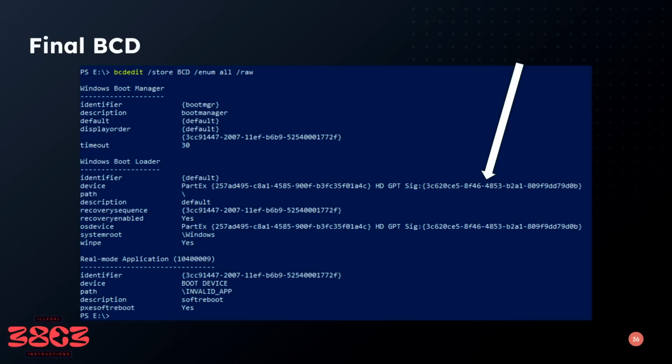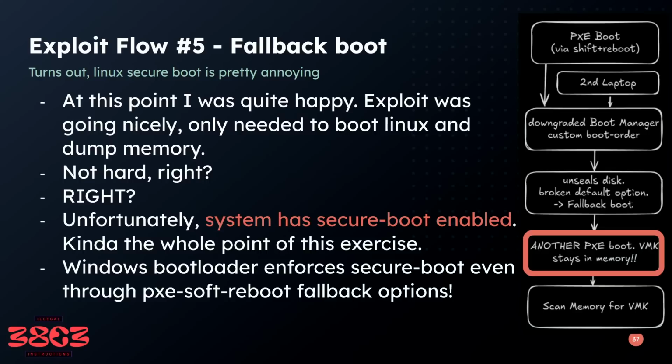The arrow here again, there's this hidden option called /raw. This hides the drive letters and actually puts what's in there. So we can see here the HDGPT. This is the signature of the disk we're booting. Okay.